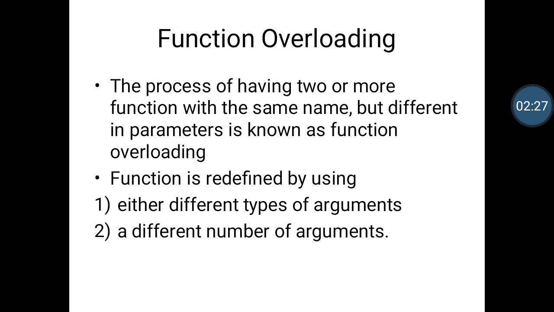The process of having two or more functions with the same name but different in parameters is known as function overloading. So we can use the same name of the function in our program. For example, suppose we want to display some result or some values of the variables in different classes, we can use the same name for all the functions, and if we want to display different values in one class also, then also we can use the same name for displaying all the things. That is the major advantage of function overloading.